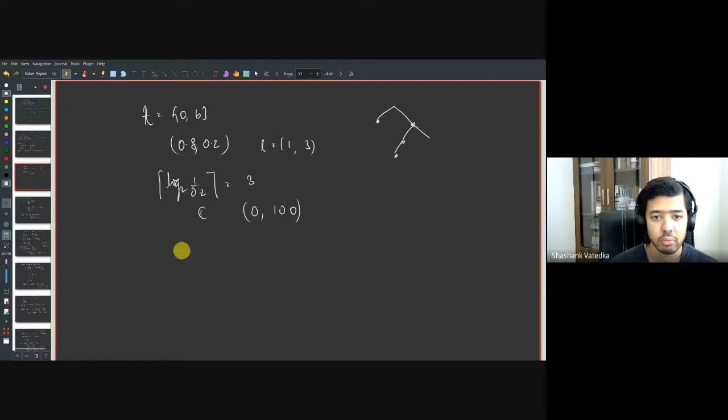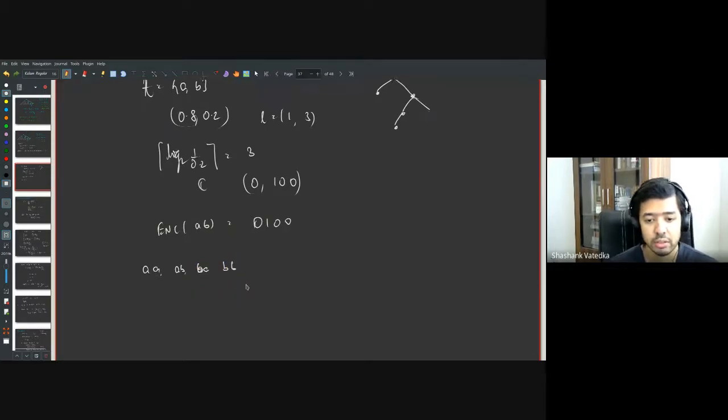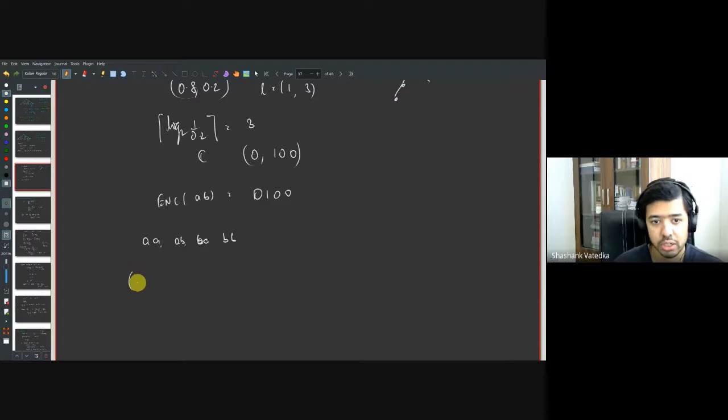Now, if I look at it symbol-wise, the encoding of, say, AB is going to be 10100. Now, if I do it block-wise, I'm going to look at all possible pairs: AA, AB, BA, and BB. The probabilities now are 0.8 squared, which is 0.64, AB is 0.16, BA is also 0.16, and BB is going to be 0.04.